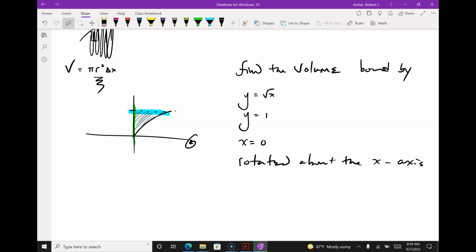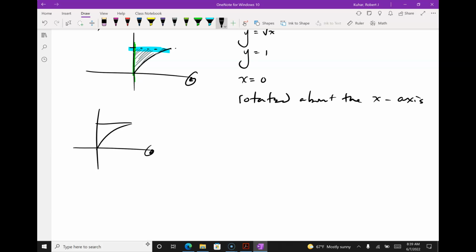So I like to redraw, once I have my area, I like to redraw with my ghost. I'll put the ghost in. And you should be able to see that if I turn it sideways, I want to be thinking of a glass, but the inside is hollowed out into a bowl, right?